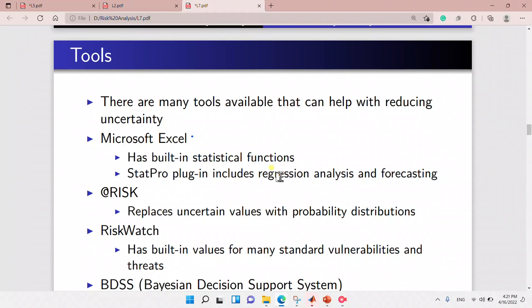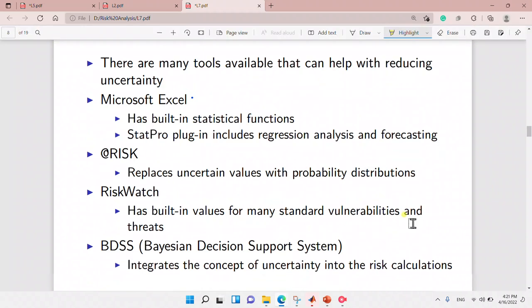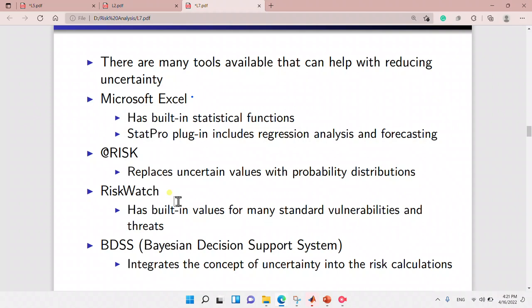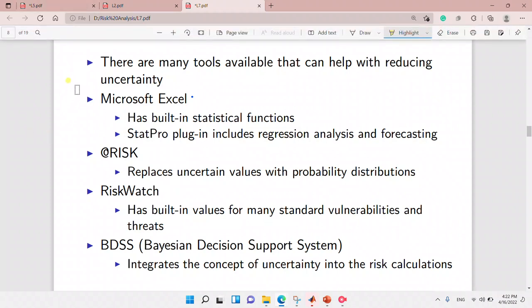StatPro plugin includes regression analysis and forecasting. So we have built-in statistical functions. @Risk replaces uncertain values with probability distributions. Risk Watch has built-in values for many standard vulnerabilities and threats. So the Bayesian decision support system integrates the concept of uncertainty into the risk calculations.